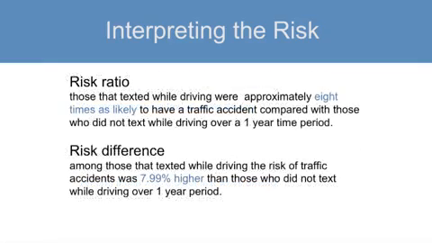And here is how you interpret the risk ratio and risk difference for this example. For the risk ratio, those that texted while driving were approximately 8 times as likely to have a traffic accident compared to those who did not text while driving over a one-year time period. And the risk difference, among those that texted while driving, the risk of traffic accidents was 7.99% higher than those who did not text while driving over a one-year time period.